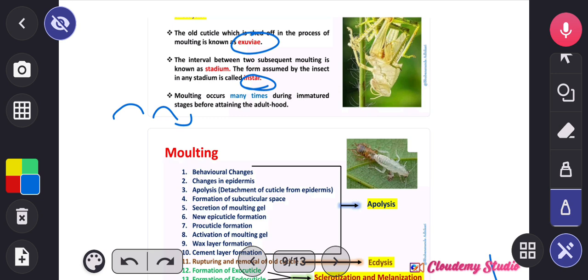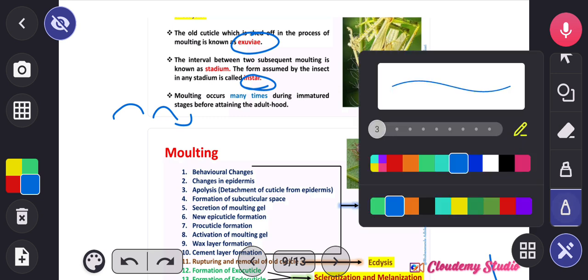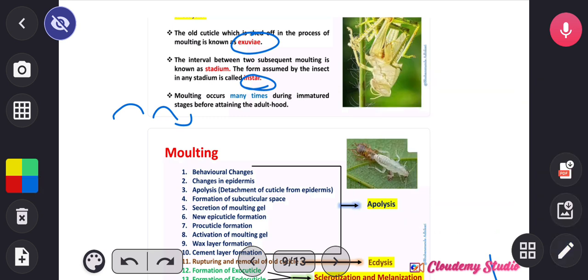Now, molting occurs many times during the immature stage before attaining adulthood. Now, let's talk about the molting process itself. We have to understand that it is an energy-sapping, hormonally regulated process, and the hormone responsible for the molting process is known as ecdysone. The ecdysone is controlled intrinsically by the circadian rhythm and various environmental stimuli. So we'll be talking about the process of molting itself.